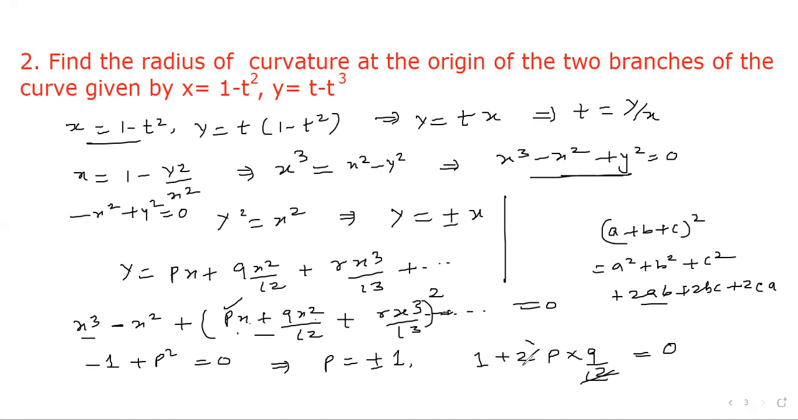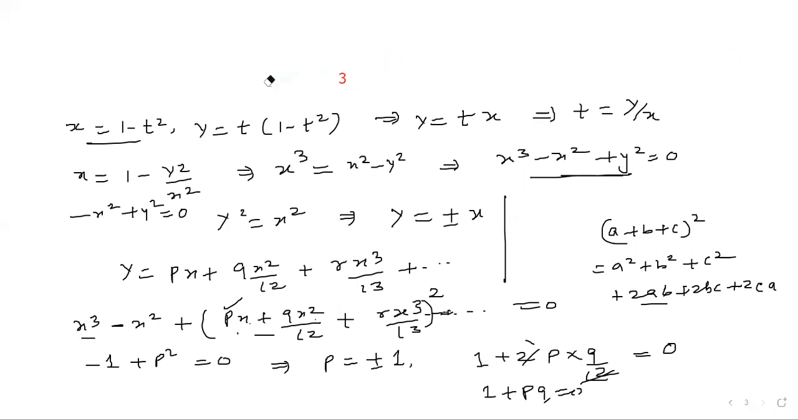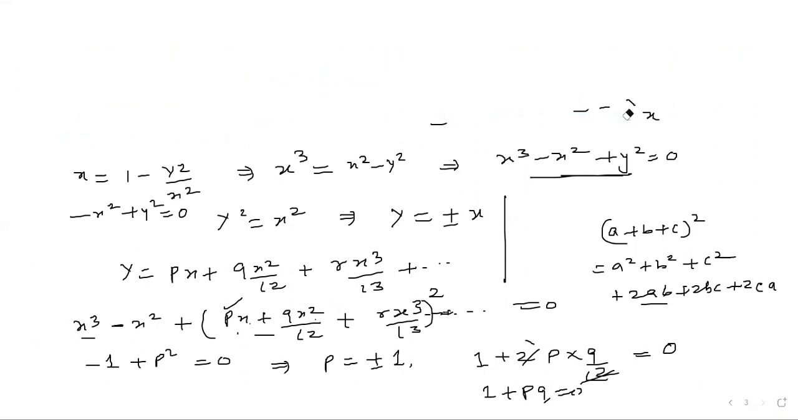So we will cancel out, and we get 1 plus pq equal to 0. So there are 2 possibilities. When p equal to 1, then q will be minus 1, and when p equal to minus 1, q equal to 1.